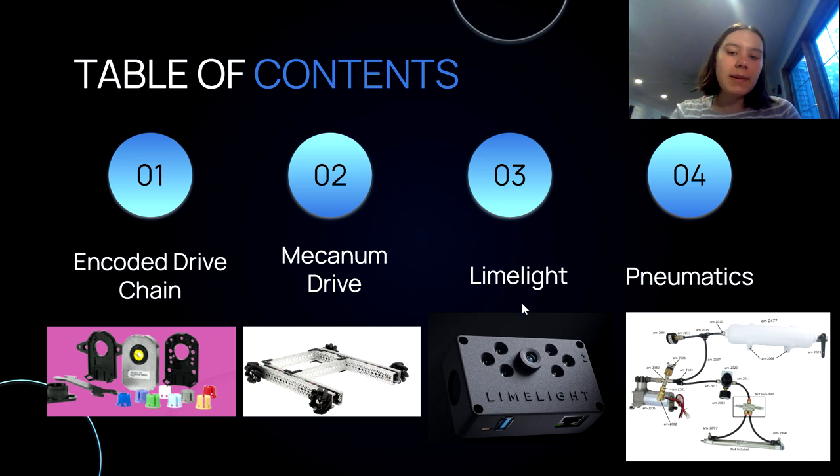And then Limelight. Limelight is a camera system that you can track objects with. There are different objects and game pieces on the field, so it's very helpful to be able to track those and adjust positioning based on that. There are also AprilTags on the field, which are like QR codes, which Limelight can identify as long as you go through their software and identify those objects beforehand. And then pneumatics, which is air, and you can use that to move different things up and down on your robot.